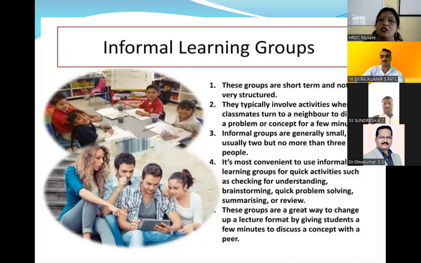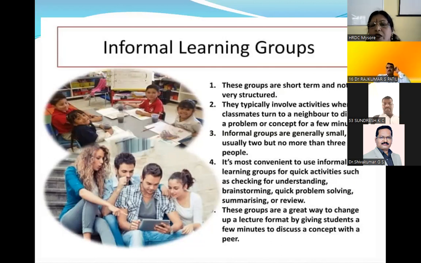Might be we have students sitting in a bench in a row. I will give each row one topic. They can discuss with their partners sitting next to them. And what happens? They typically involve activities where classmates turn to a neighbor to discuss a problem or concept for a few minutes. So time is given and they discuss. Informal groups are generally small, usually 2, but no more than 3. It shouldn't be a group of 5, 6. That doesn't serve the purpose.